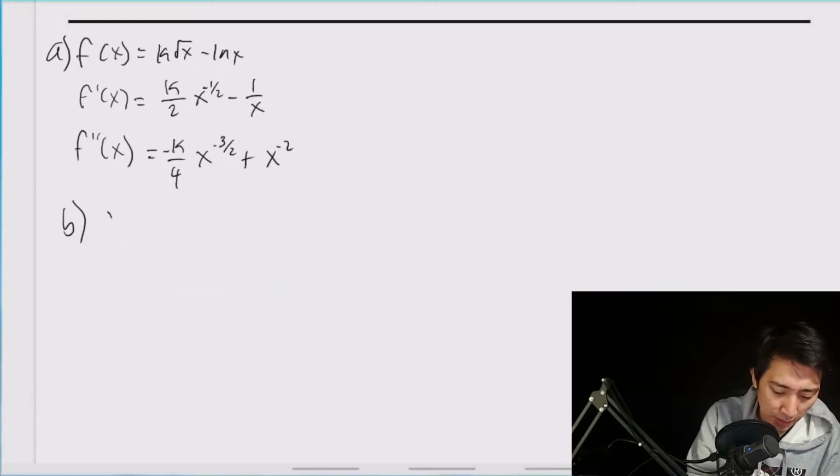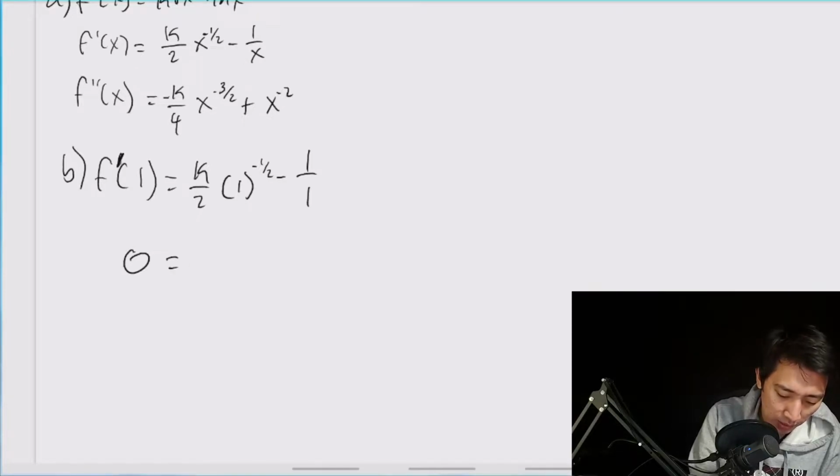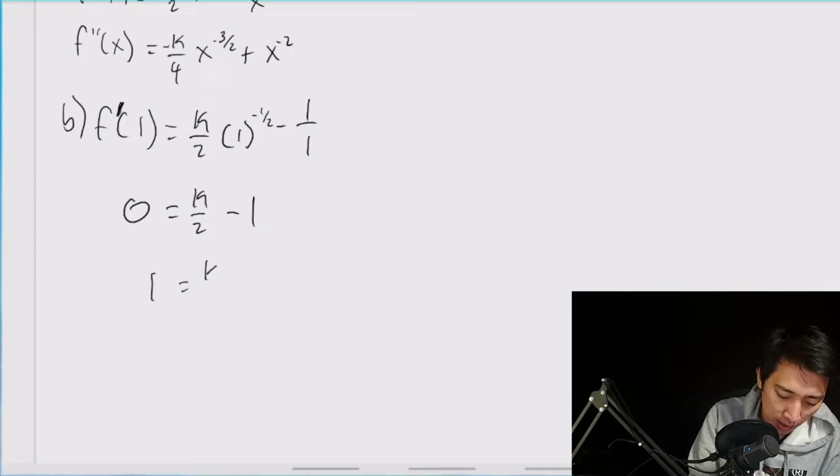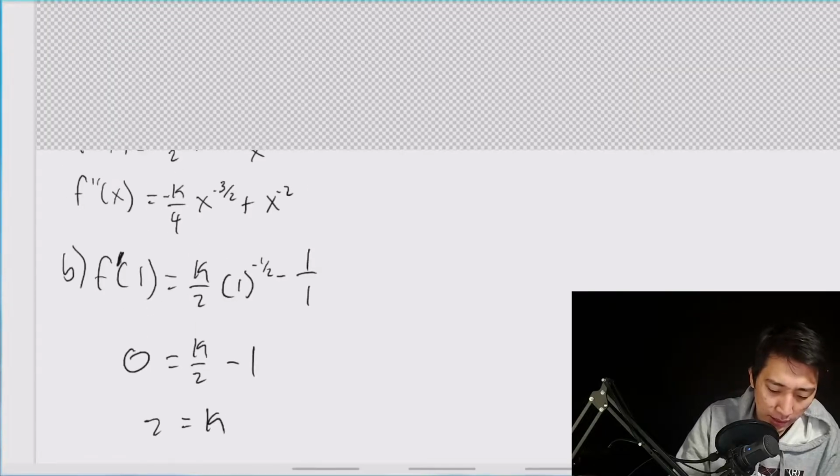So I'm going to just rewrite it so I don't screw up. F prime of 1, because again, critical values is where your derivatives equal 0. F prime of 1 equals k over 2 times by 1 to the negative 1/2 minus 1 over 1. And then from here, we're going to have 0, because again, that's what we want, equals k over 2 times by 1 minus 1. So then 1 equals k over 2. So k equals 2. Again, I'm going to just erase all of this. So 2 equals k. And then next, we got to answer the rest of the question.